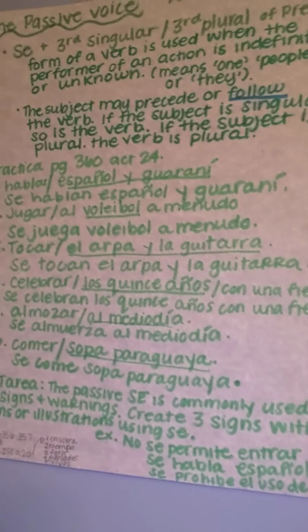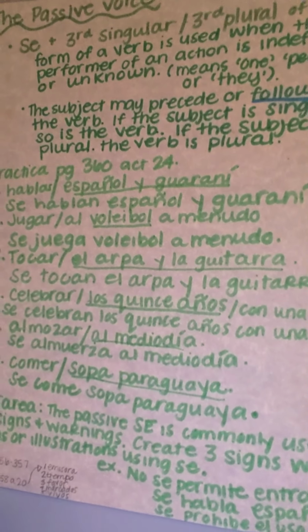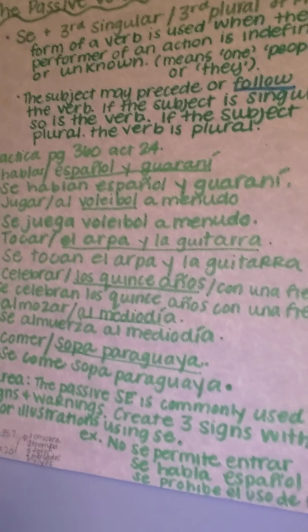But to give you the official tarea directions aquí, so the passive se is commonly used in signs and warnings. You'll create or Google search or find 3 of these using se. If you are creating your own, feel free to add some icons or some illustrations. If you're pulling them off of el internet, está bien. So if you're creating your own, here's some that might get you started.